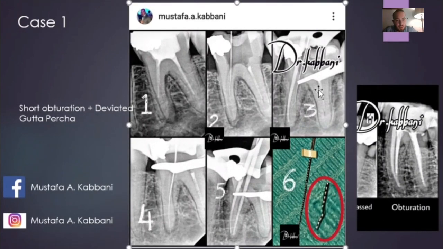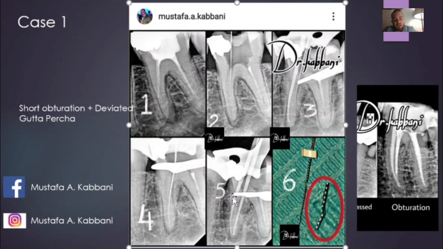So in X-ray number 3, I bypassed the first part of the ledge, while in X-ray number 4, I bypassed the second part of the ledge and I was able to achieve patency. Here, I had to connect my apex locator to confirm patency, and then I took this X-ray.